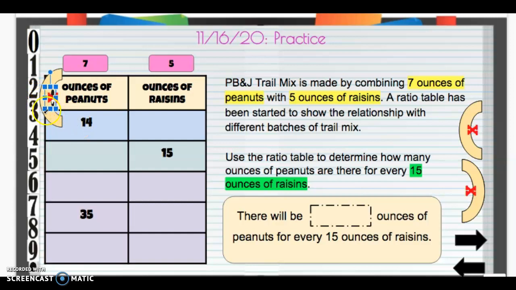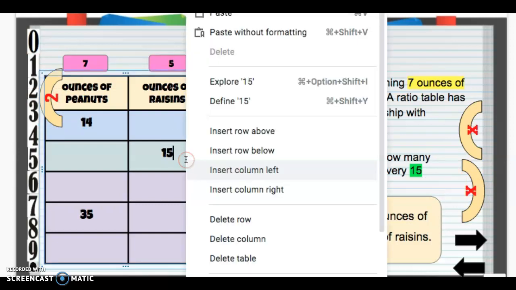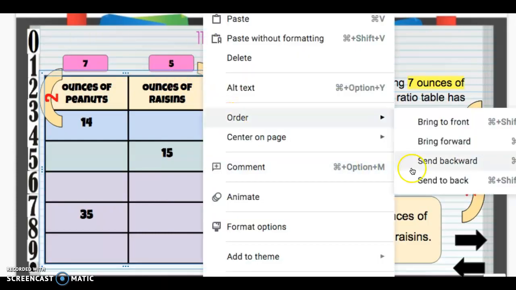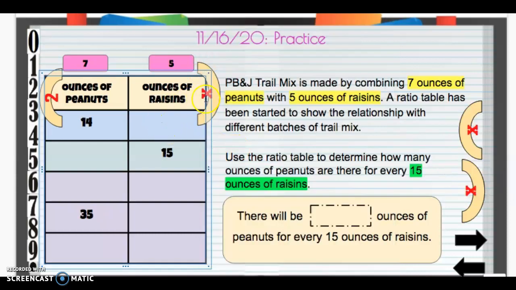Okay. So we would times it by 2. So we have to do then the same thing to our, let me just take this and send it to the back. Give me a minute to get that to send to the back. There we go. So we would have to do 5 times 2, which would be 10.